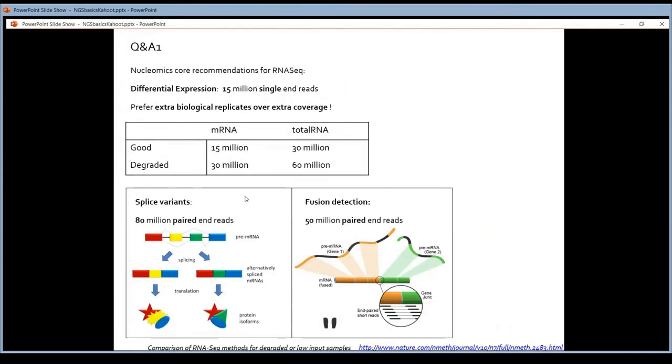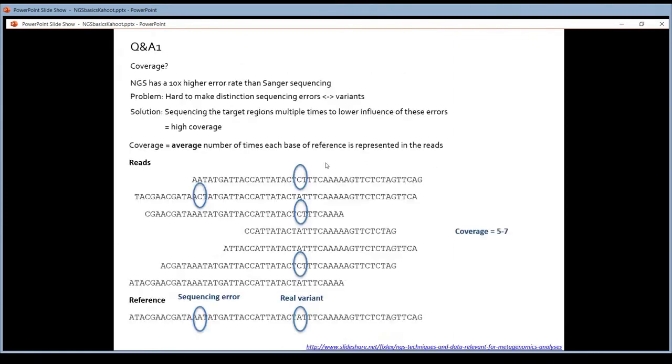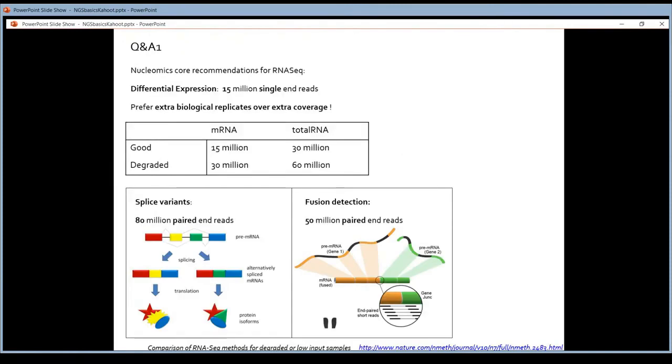Unless you want to do specific applications like looking at mutations, splice variants, looking at variation, or looking at fusions, which are also a form of variation. When you want to look at variation, then it becomes important to have high coverage. So here also, when you want to look at mutations, the coverage increases.